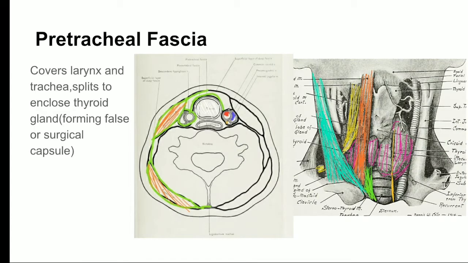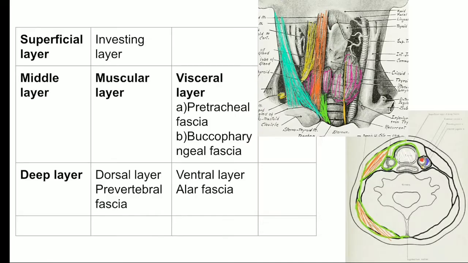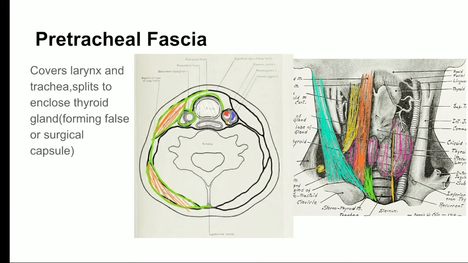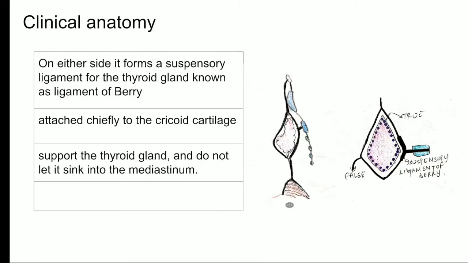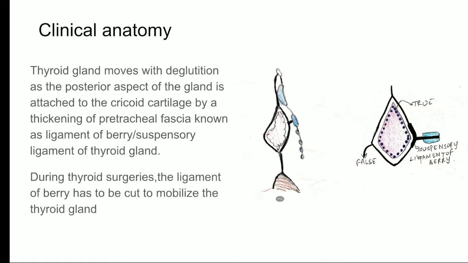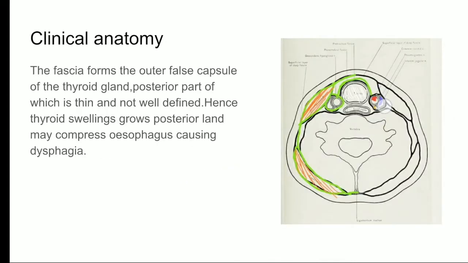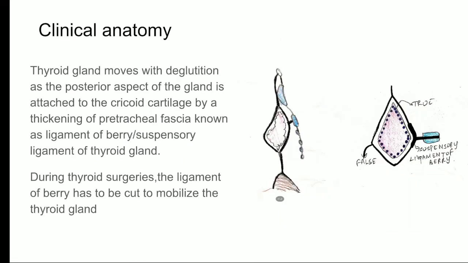Let's go over it once again. Pretracheal fascia is one of the layers of the visceral layer of the neck. It encloses the larynx, trachea, and the thyroid gland. Its attachments were the hyoid, thyroid cartilage, cricoid, thyroid, and the fibrous pericardium. And laterally, it fuses with the front of the carotid sheath. And we saw its relation to the cricoid cartilage by the suspensory ligament of Berry, and also that the posterior part of it is not well defined, and hence thyroid swellings can go posteriorly, causing dysphagia.